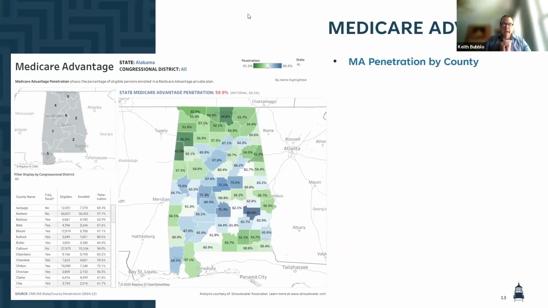And then finally, in this dashboard, we're looking at Medicare Advantage, obviously a very, very critical issue for many providers. This looks at what is the penetration of MA plans by county, again, compared to that state average, so you can see where plans are more prevalent or not. The national benchmark, as of December of 2024, which is the data we have in here, was just over 50%. And in Alabama, statewide, it's 59.9%, higher in some counties and lower in others.